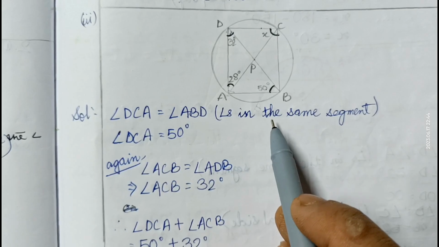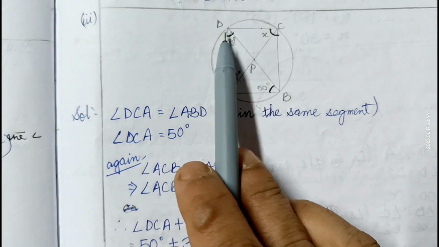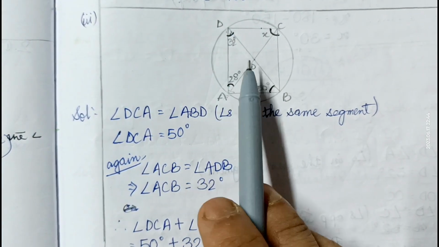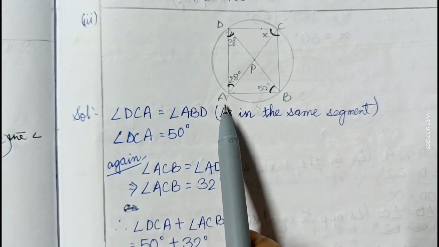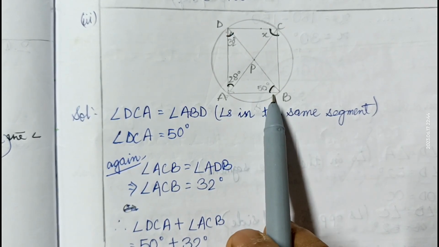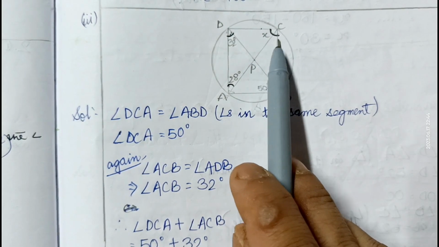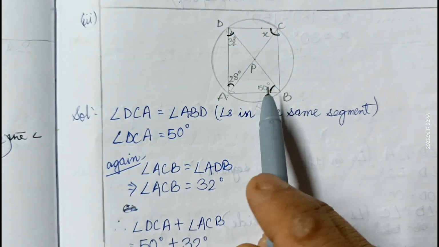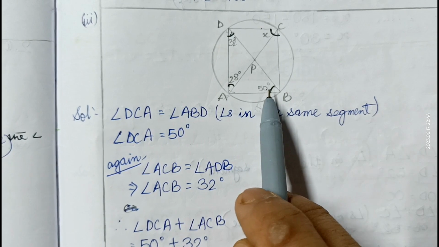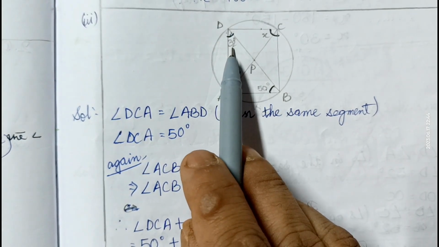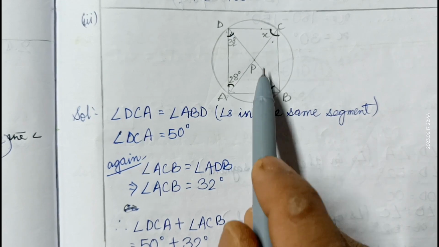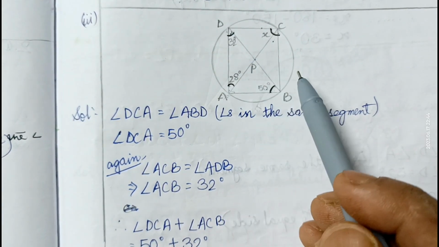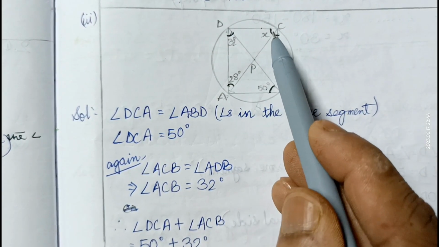In the third part of question number 3, it is given that angle ADP is 32 degrees, DAP is 28 degrees, ABP is 50 degrees, and we have to find this full angle x. Now, we know angles in the same segment are equal. If this is 32 degrees, this also will be 32 degrees. If this is 50, this part also will be 50. So, the sum of these two will give x.